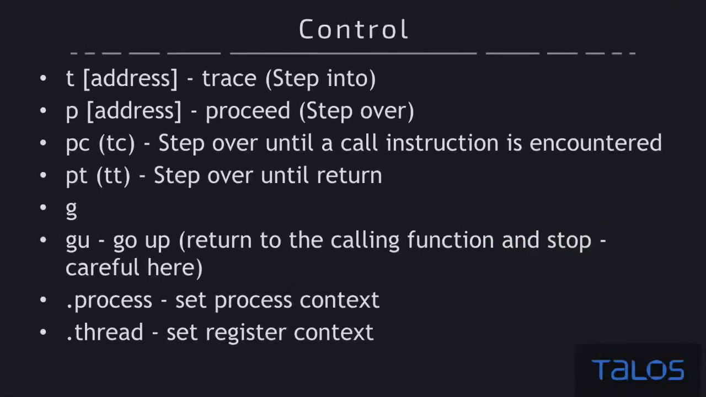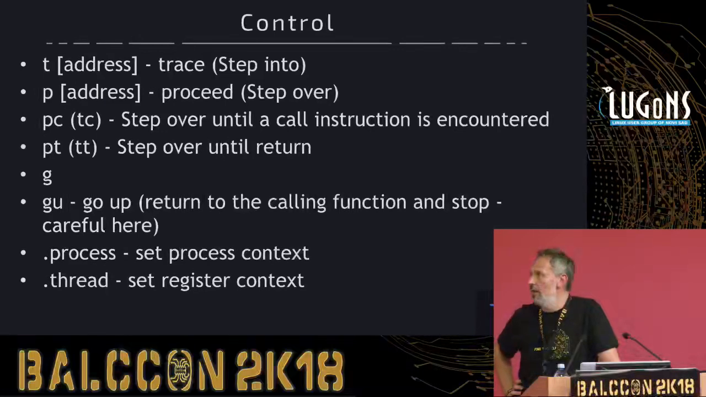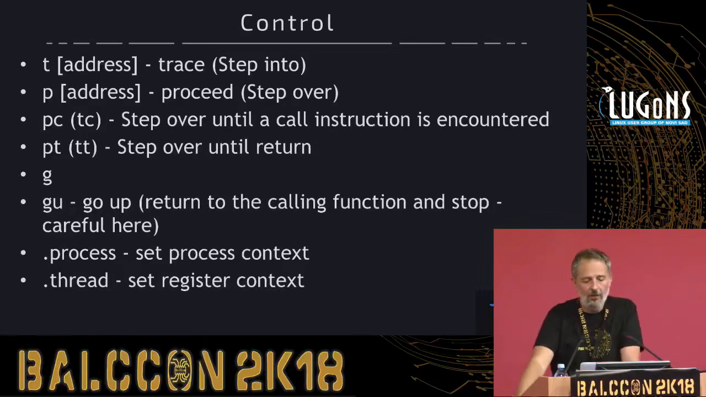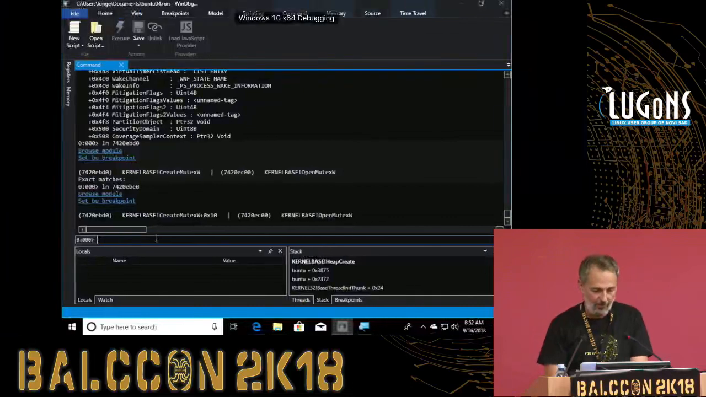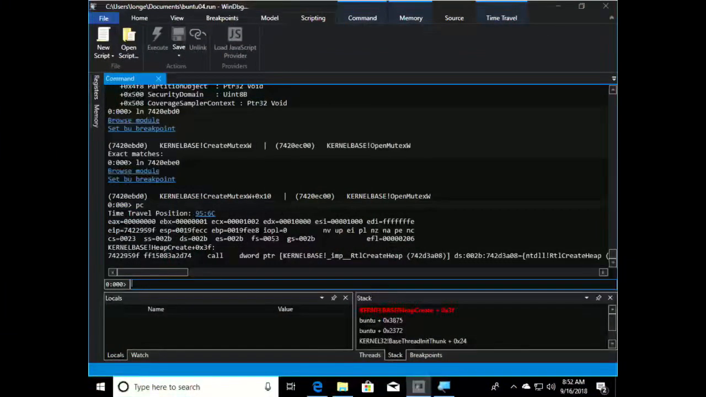Now the control. Those were the exploration commands. Here we're now going to control when you start actually debugging the code. You can trace, which means you go step by step, or proceed, where you step over a certain function call. Then you have some other ones, like proceed until the first call. So perhaps we can see what happens when I run PC. It just goes, and as soon as it hits the call, it will break. Very, very useful when you trace malware.